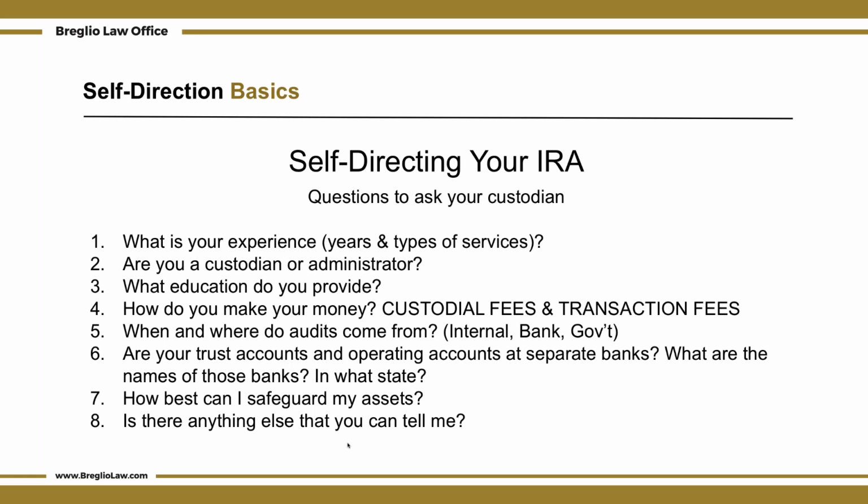Ask them about audits. Are your trust accounts and operating accounts at separate banks? Okay, again, I think with American Pension Services, they were one and the same, but there are other custodians out there where the trust account is where your money sits. That's the bank where your IRA money actually sits. The custodian's operating accounts, that's the accounts where their fees go into, where they pay payroll and staff and overhead and rent, stuff like that.